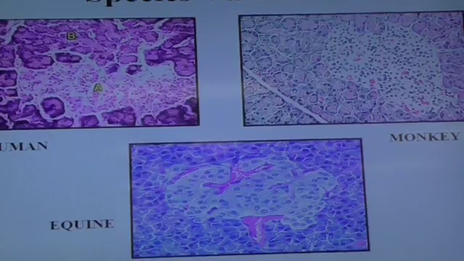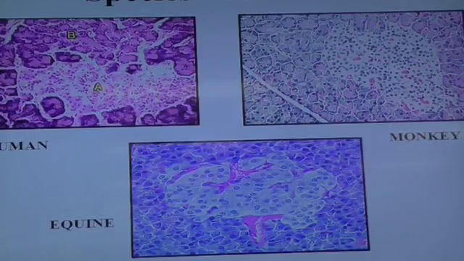Now, there are species variations in what the islets look like. You can see the human, the monkey, the equine there, and the monkey is very hypercellular, and the cells are much smaller than they are in some of your other species for some reason. They never figure out why, but that's one of the things you'll see. But basically, no matter what the species, they have the same functions and the same cellular content as far as the different types of endocrine cells.